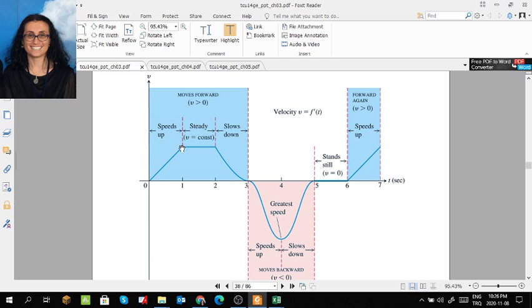So it's moving forward because this is the velocity, so it shows the direction. Whenever velocity is positive, we are assuming that the object is moving towards the right. As you will see here, in the first second, speed is increasing, and between first and second the speed is constant.